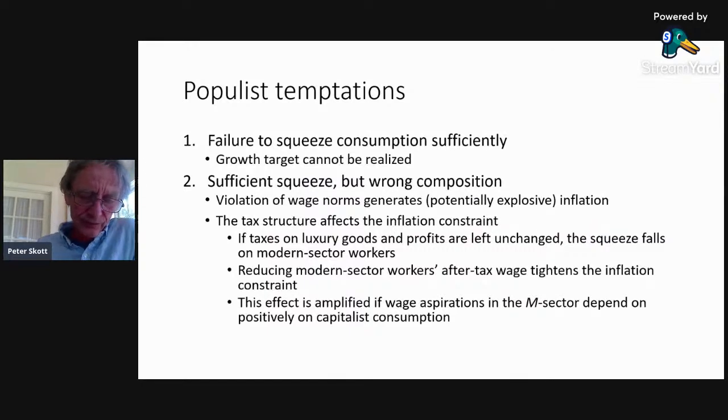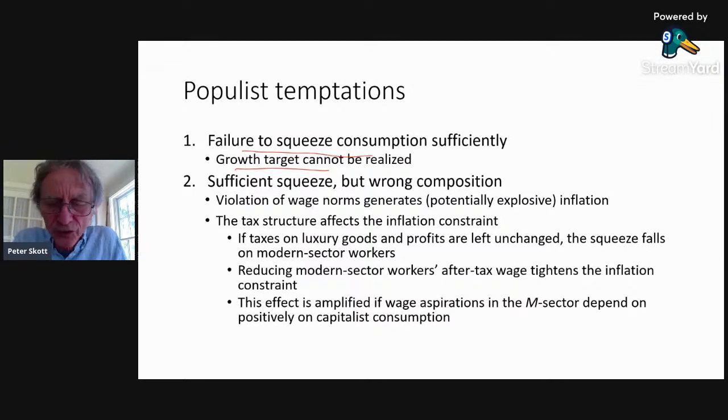Populist temptations. You come into power, you would like to please everybody. It's tempting to promise too much. You have a growth target that's ambitious, but you don't want to engage in the unpopular task of reducing consumption, of raising taxes on any group. So you get this unsustainable policy, either excess demand in a closed economy and demand pull inflation, or balance of payment problems that may balloon.